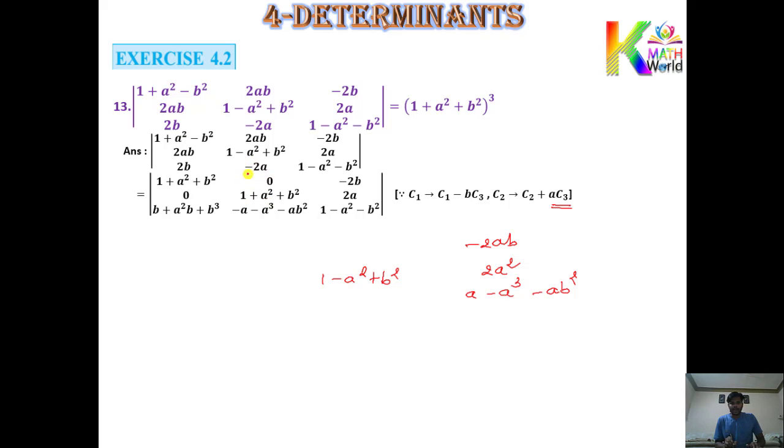Same way, what is your last entry? Minus 2a is there. So that minus 2a will be added by this one. So you got minus 2a plus a minus a cube minus a square. So minus 2a plus a, so what is left here? Minus a cube and minus ab square. So that thing you can see here, minus a cube minus ab square. Okay, and the last column here is unchanged.